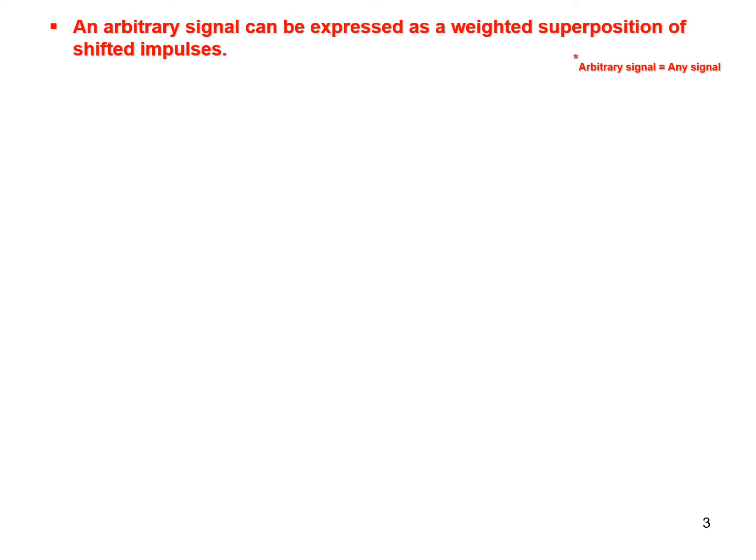That is, an arbitrary signal can be expressed as a weighted superposition of shifted impulses. So this is an important understanding now, which is the foundation stone for understanding the impulse response representation for a discrete time system. Here, arbitrary signal means any signal you can think of, maybe deterministic or non-deterministic, periodic, non-periodic, any signal, short duration or long duration. You can simply represent such an arbitrary signal as a weighted superposition of shifted impulses. Let us see what is the meaning of that by taking some practical examples.